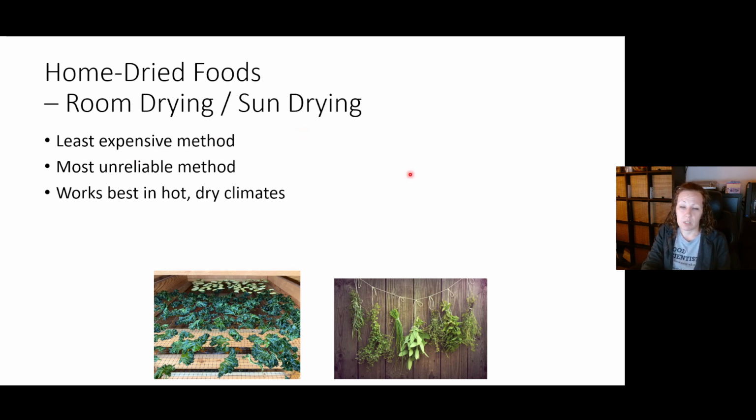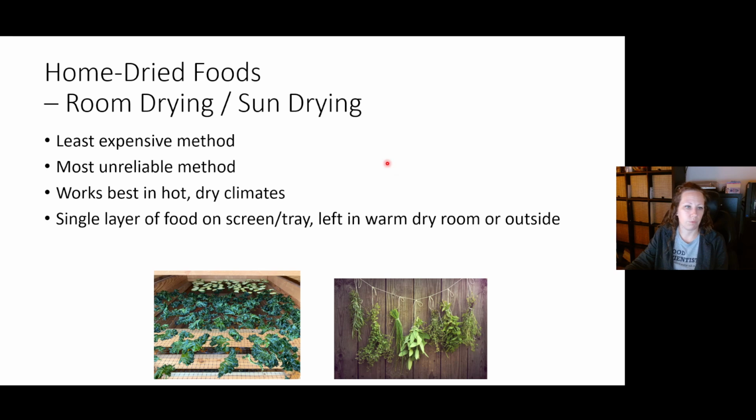So it works best, of course, in climates that are hot and dry. And so again, the way this works, you just have a single layer of food on a screen or tray, and it's just left in a warm, dry room or outside. Herbs are often done a little bit differently and hung on hooks to dry. If you're hanging them upside down, it keeps their structure nice, and there's no reason to put them on a tray like this.